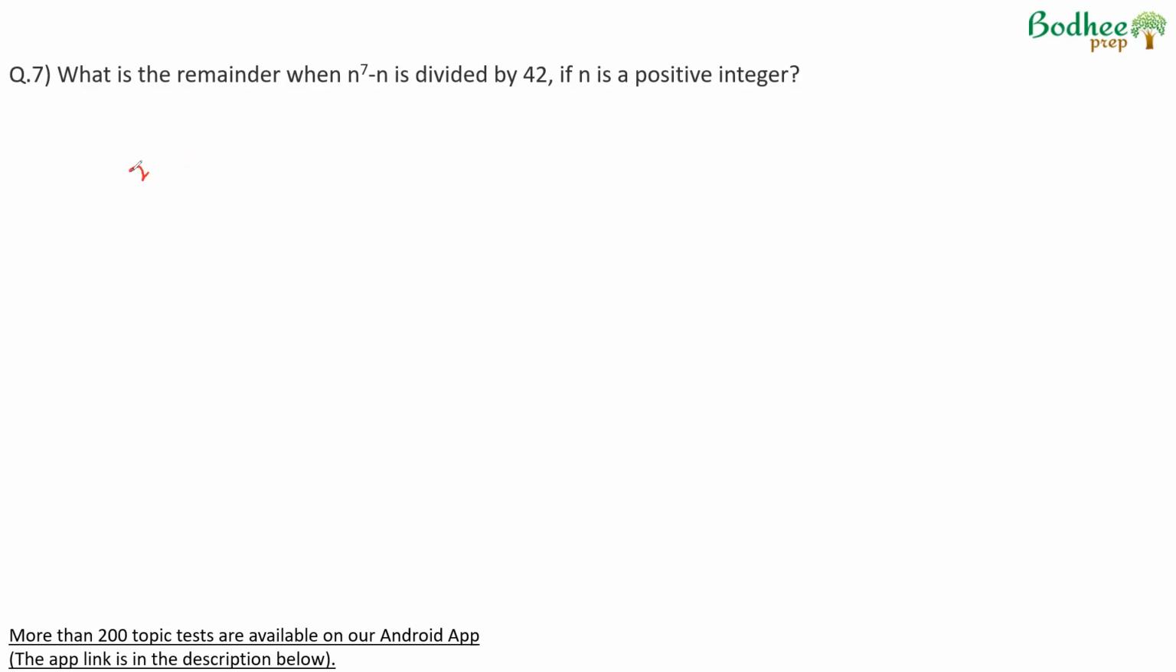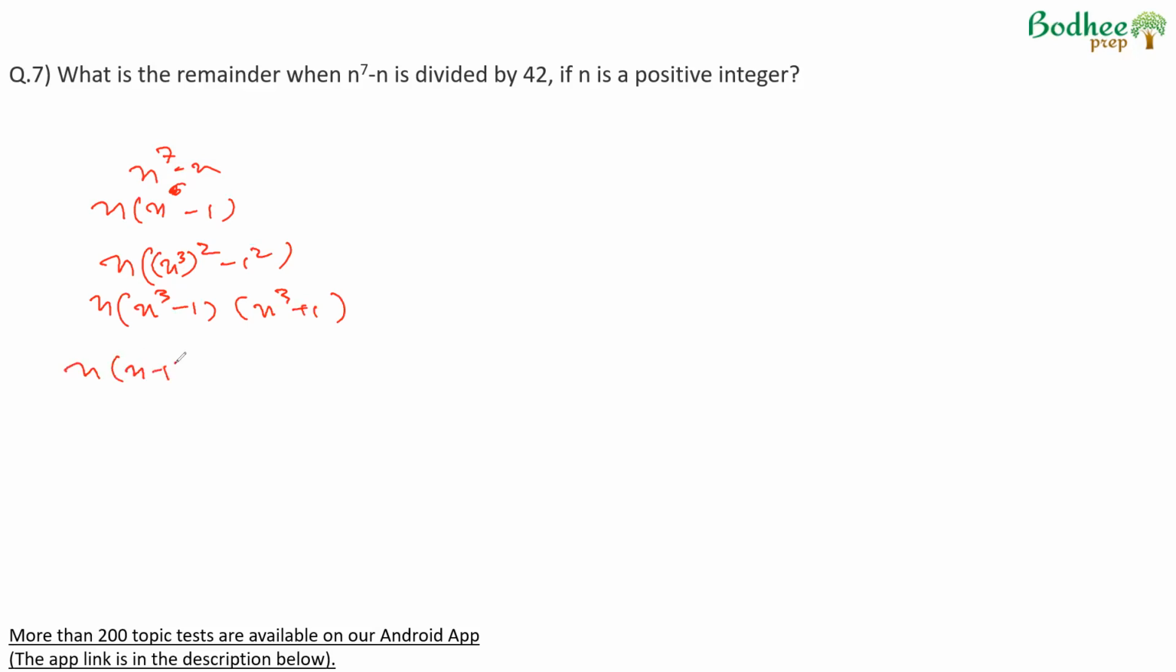But if I have to solve n raised to power 7 minus n, take n common: n into n raised to power 6 minus 1. This can be written as n into (n cube) square minus 1 square. This becomes n into (n cube minus 1) into (n cube plus 1). n cube minus 1 will be n minus 1 into n square plus n plus 1.